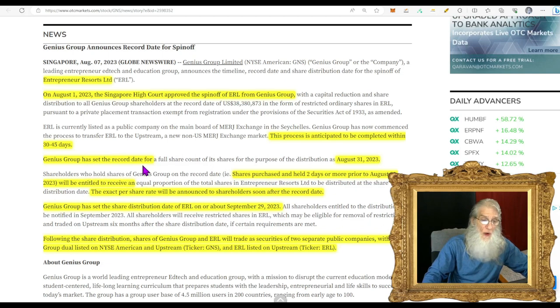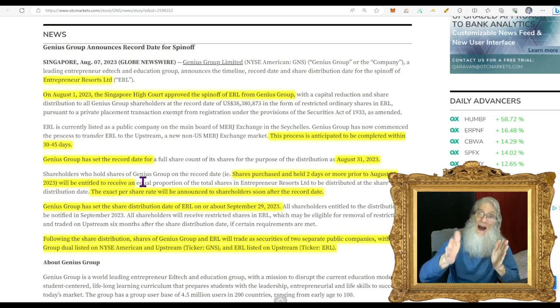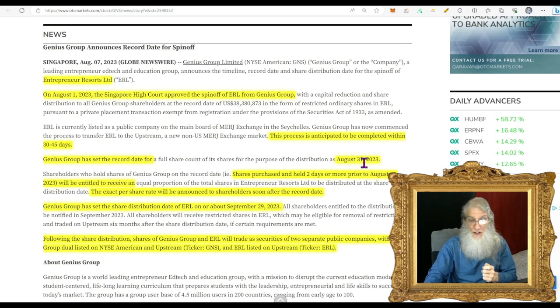Genius Group has set the record date for August 31st, 2023. Shares purchased and held 2 days or more prior to August 31st will be entitled to receive a dividend. What they're saying is the T+2 rule. Transaction time, folks. You buy it, it goes into the system. It takes 2 days to finally get settled in the system. So if you were to buy them on the very last day, it wouldn't be in the system until 2 days later. And even though you bought them in time, they weren't recorded in time and you would not get your dividend. So whenever you have a date given to you, always go 2 days before.